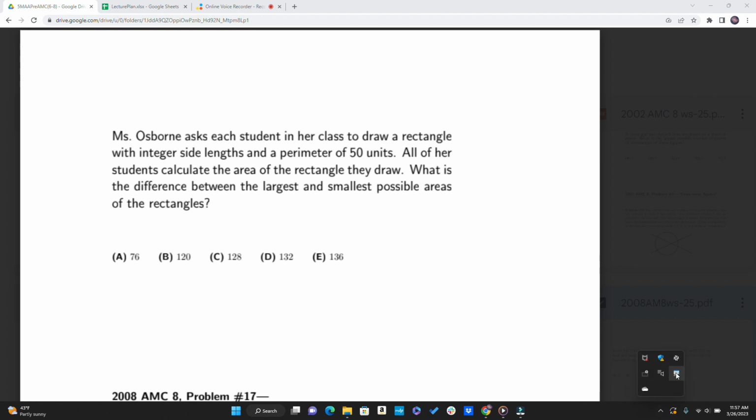We've got Mrs. Osborne asks each student in her class to draw a rectangle with integer side length and a perimeter of 50. All of her students calculate the area of the rectangle they drew. What is the difference between the largest and smallest possible areas of the rectangle? All right, let's see what we could do.